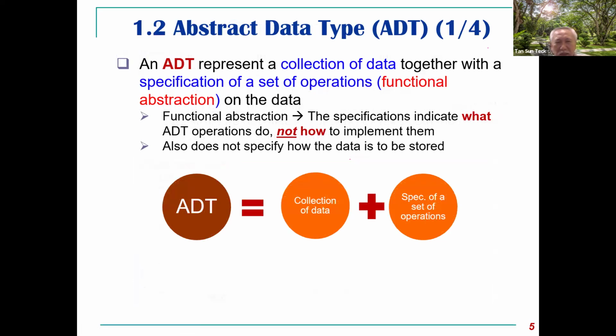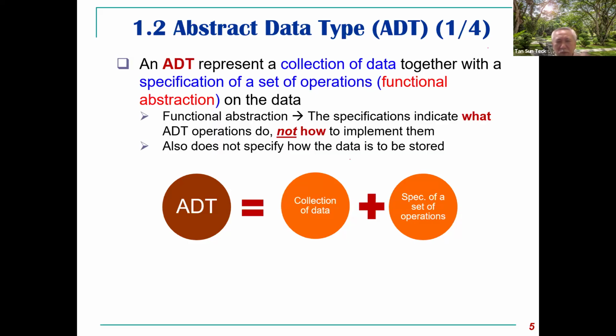But what is an ADT? It represents a collection of data together with a specification of a set of operations, and we call this functional abstraction on the data. Okay, so you can see that we are just collecting all this data together and then specifying the set of operations that can be performed on this data. It's a specification. It's not the implementation. Okay, later we will use a diagram to explain this. So functional abstraction means the specification indicates what the ADT operations do, but does not indicate how to implement them. So that is a difference.